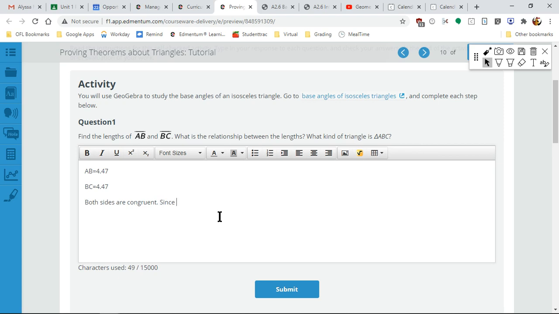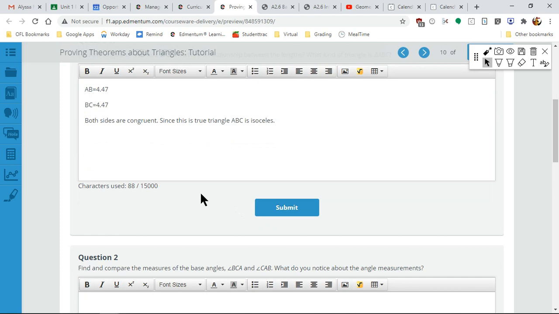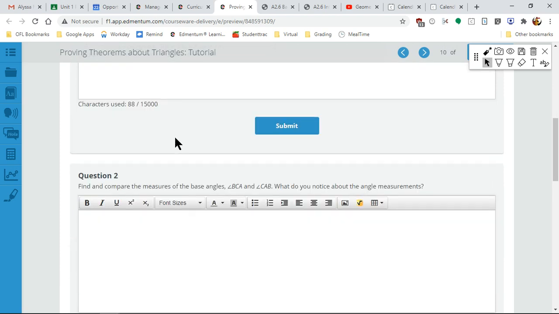since this is true, triangle ABC is isosceles. It's at least isosceles. It could be equilateral, but all we know is that those two sides are congruent.